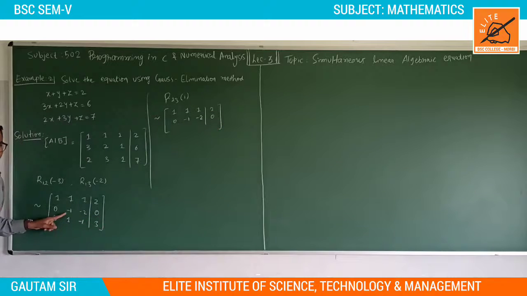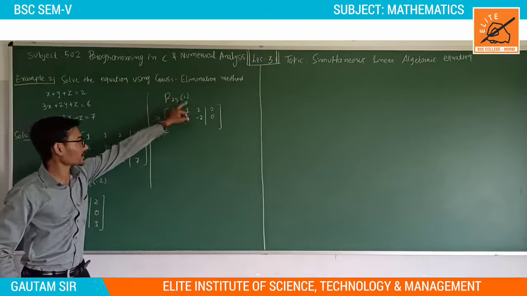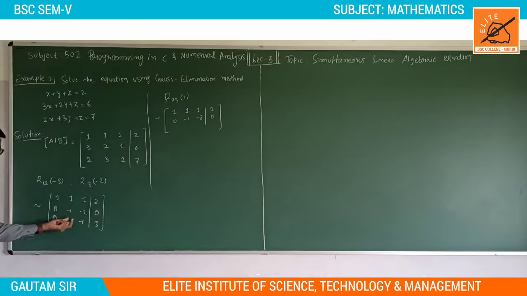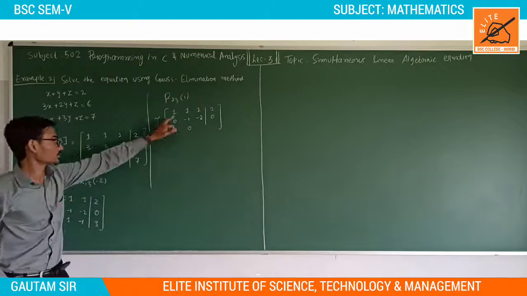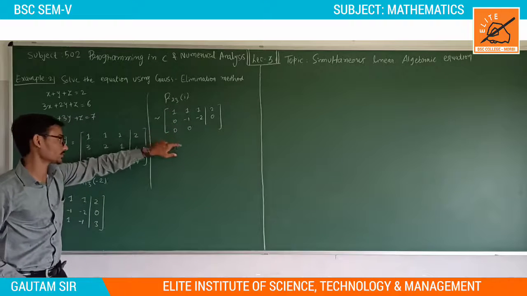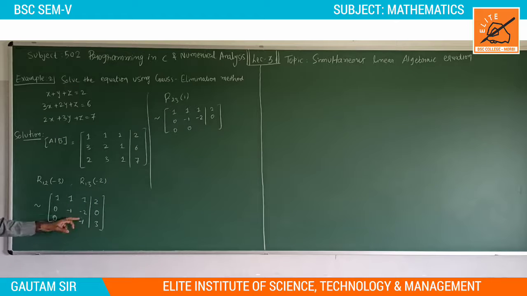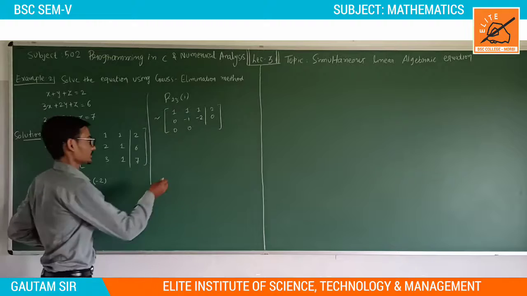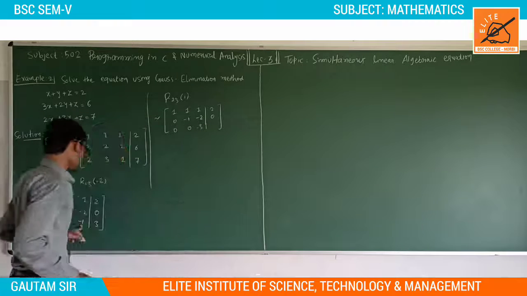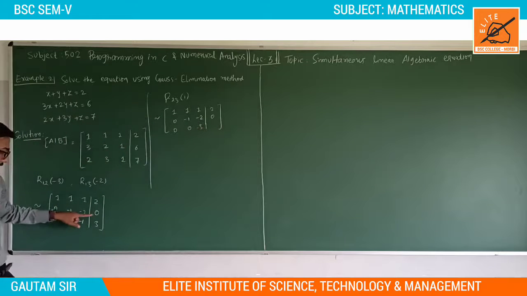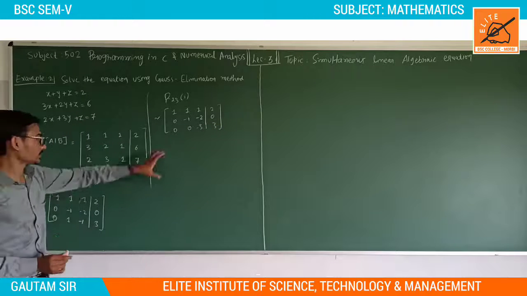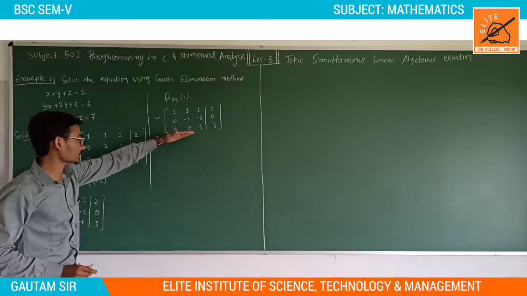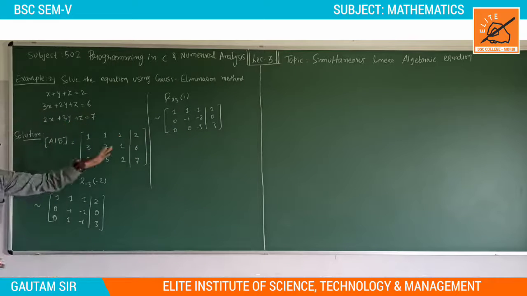Now in the second row, multiply by 1 and add into the third row, and this term will be 0. This term also stays as it is, because 0 into 1 is 0 and adding 0 is 0. In the second row, minus 2 into 1 is minus 2, minus 1 is equal to minus 3. Now 0 into 1 is 0 plus 3 is 3. Now we have converted this matrix into an upper triangular matrix. Now we apply back substitution.